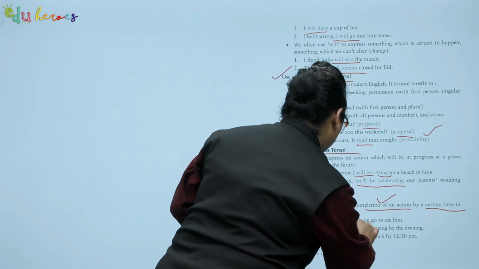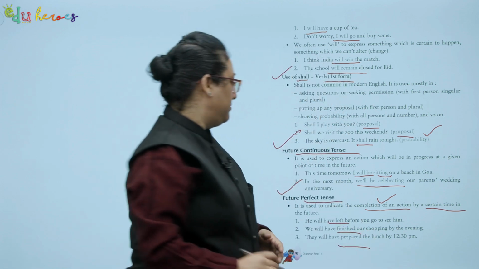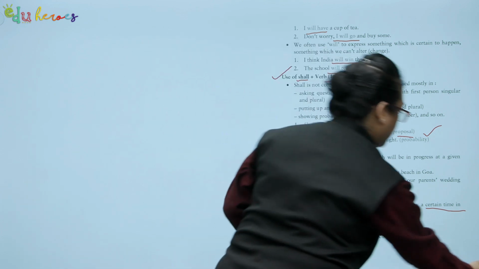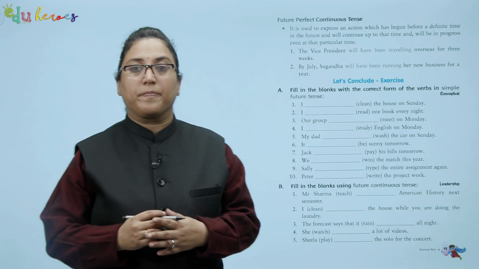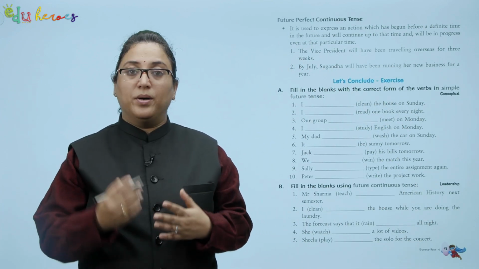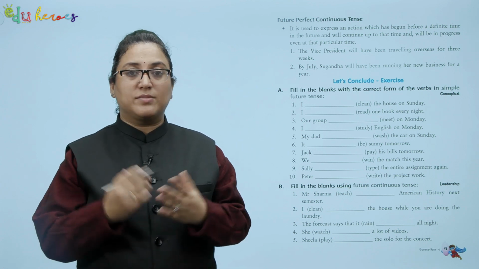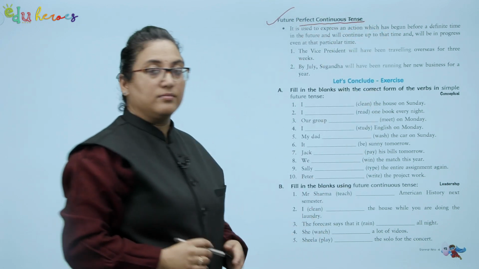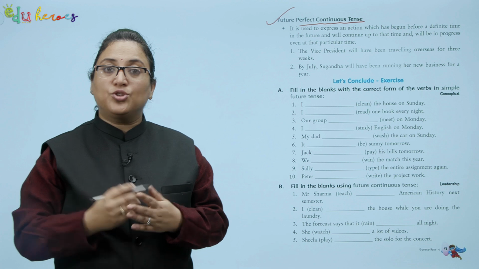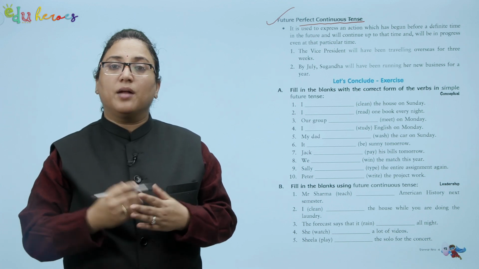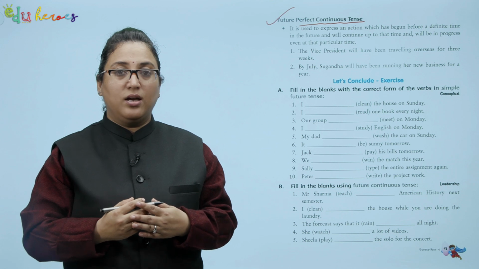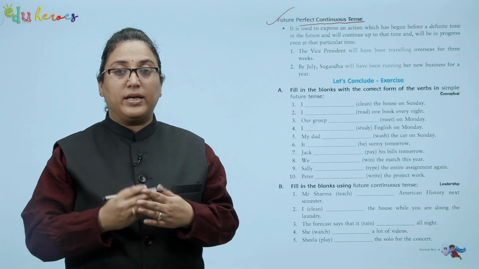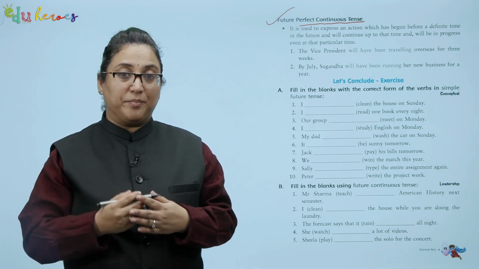Let's understand this and underline. So this is also not very common to see. Next comes future perfect continuous tense, which also seems like a combination. Children, it is used to express an action which has begun before a definite time in the future and will continue up to that time and will be in progress even in that particular time.